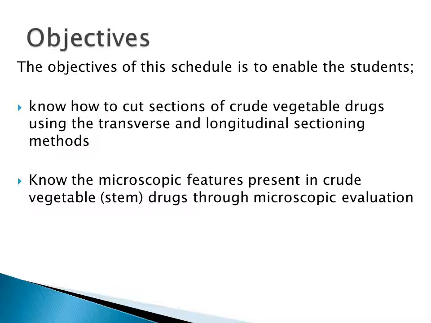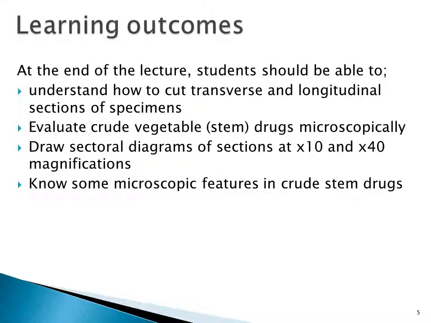The second objective is to help the student know the microscopic features present in crude vegetable stem drugs, that is our Talinum triangulare that we'll be working with today, through microscopic evaluation. The learning outcomes: at the end of this lecture, students should be able to understand how to cut transverse and longitudinal sections of specimens. Students should be able to evaluate crude vegetable drugs, particularly stem samples, using the microscope. And students should be able to draw sectoral diagrams of sections at times 10 and at times 40. Then students should also know some microscopic features in crude stem drugs.